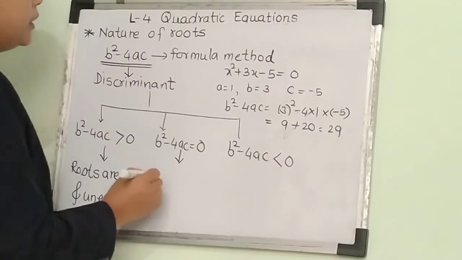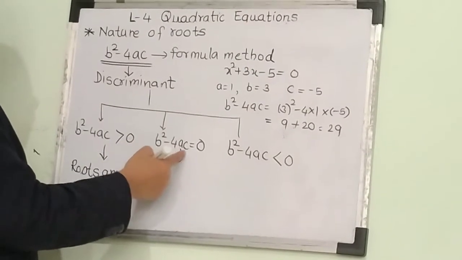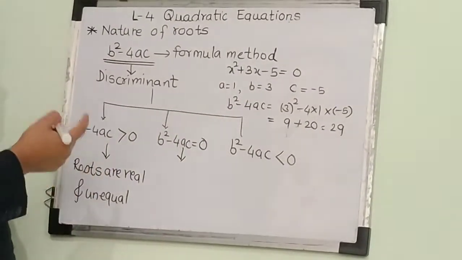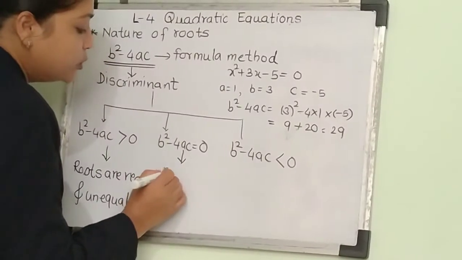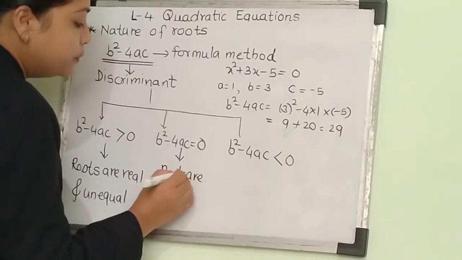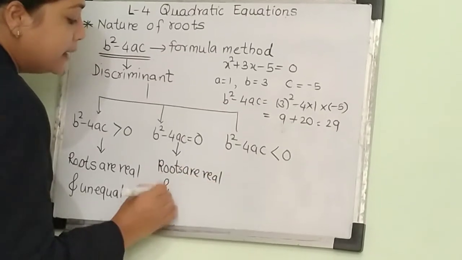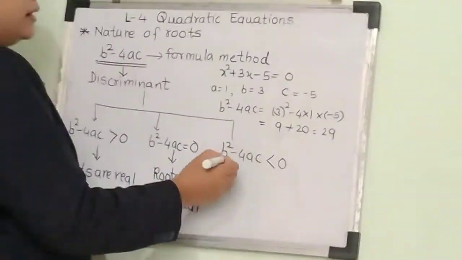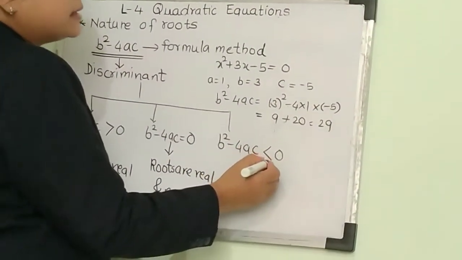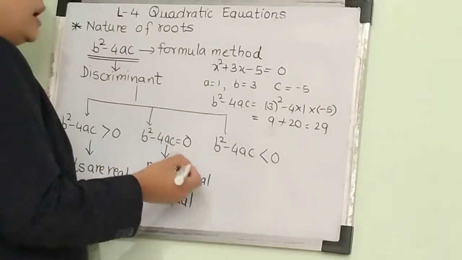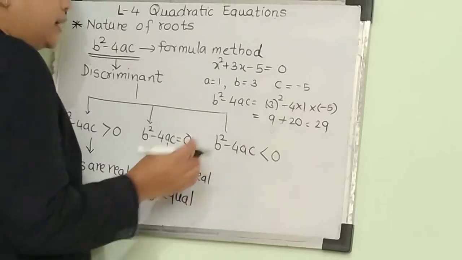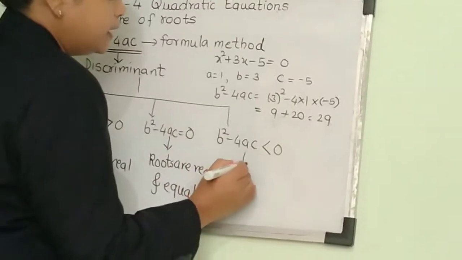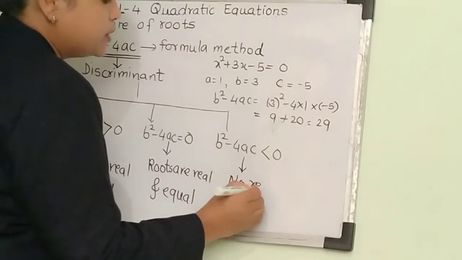Secondly, if the value of b square minus 4ac equals 0, exactly, so the value of discriminant is 0, then the roots are real and equal. It means both the roots are the same. And when b square minus 4ac is less than 0, it means the value of discriminant is negative, then no real roots will be there.